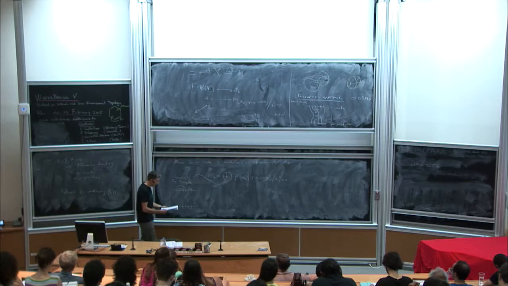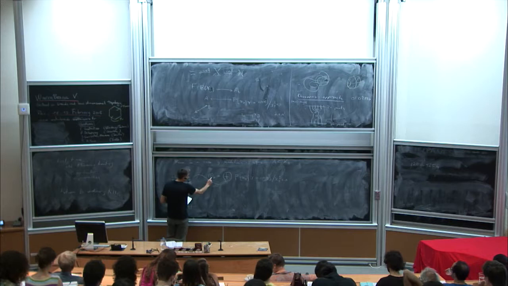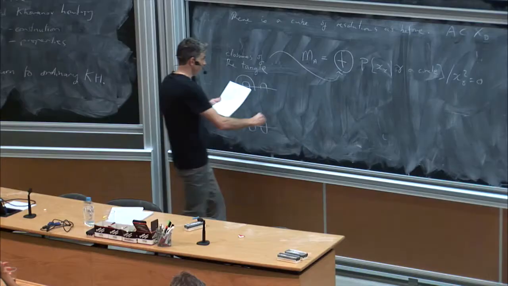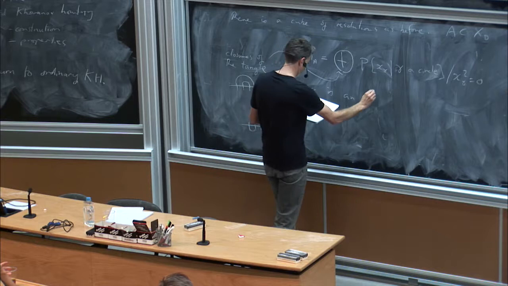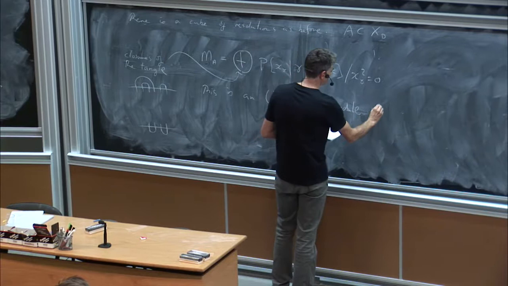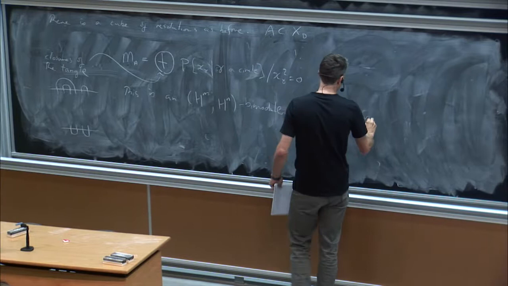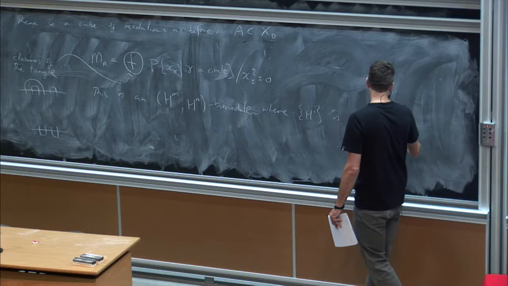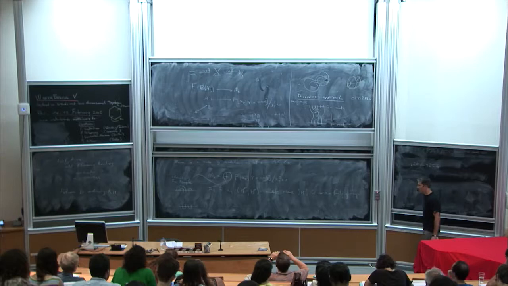Now, it turns out that if you do this, this thing that you've associated to a cube vertex is a bimodule. It's an HMHN bimodule, where HI is a certain family of rings. Now, I don't particularly want to go into much detail about what these HI are.